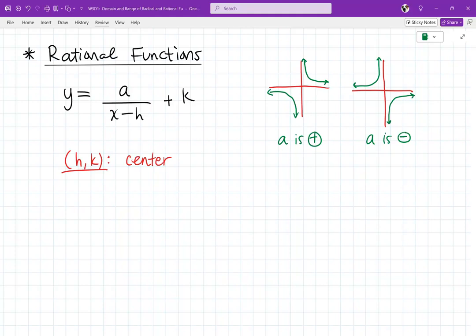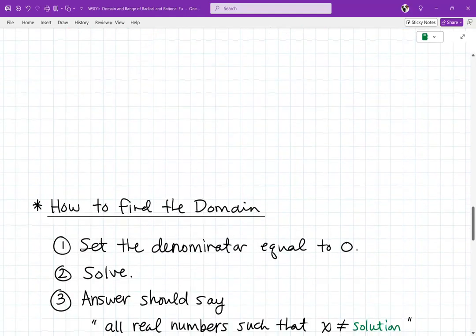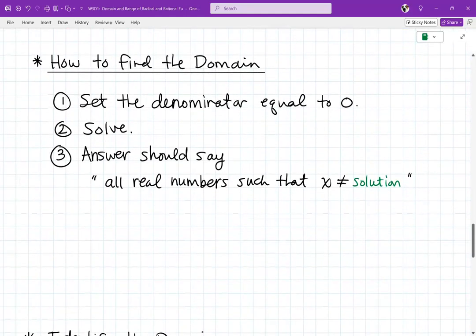Now the nice thing about doing the problems for rational functions is that we don't have to graph them. That's the nice thing. We just have to look at the denominator, okay? We just have to look at the denominator of the function, and from there we'll be able to figure out our domain. All right? So let me show you the one more thing that you guys have to write down, and then we'll get to the examples.